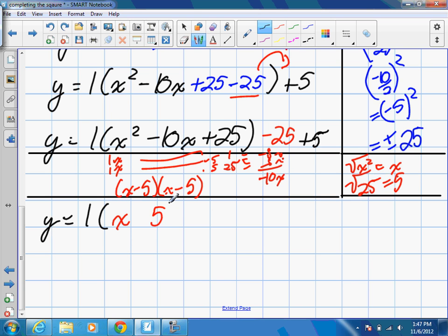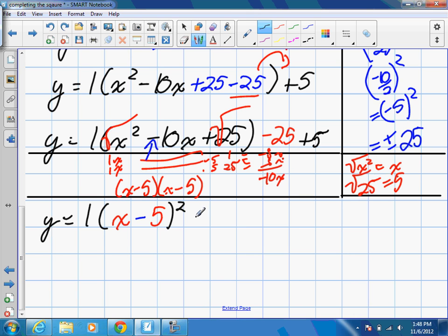And what we do from there is we take the operation. So this operation here, and we bring it down. Is that positive or negative? Negative. So we bring the negative into this. You can go about factoring it, that's fine, but this is the shortcut. You square root the first and last term, and take the operation of the middle term. And finally, negative 25 plus 5 is negative 20.